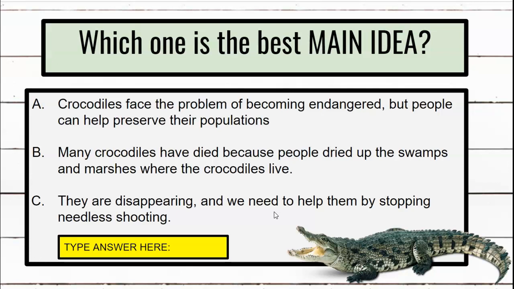Pause, read through the 3 options, and then in the yellow box, type which one you think is the best main idea based off of topic, author's purpose, and text structure. So you'll be typing either A, B, or C in the yellow box.